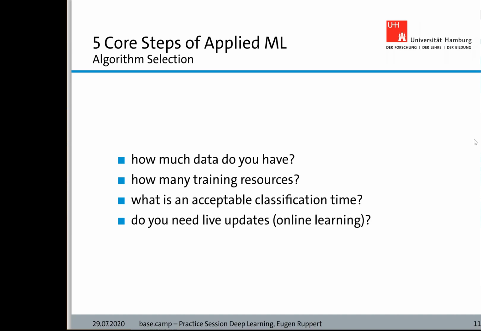And also whether you need to do online learning or not. So for example, the spam classifier in your email client does spam classification, and you can just provide new training examples by labeling an email as spam. And then you expect the model to be instantly updated and not wait for maybe a month to be updated later on. So this is a capability that not every classifier provides.